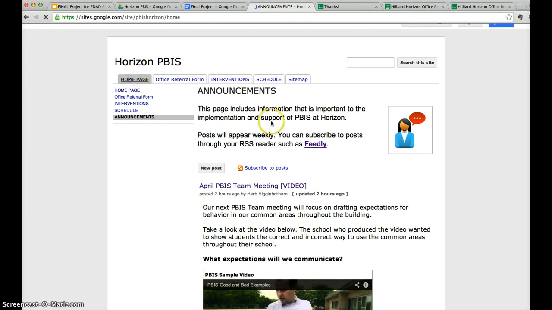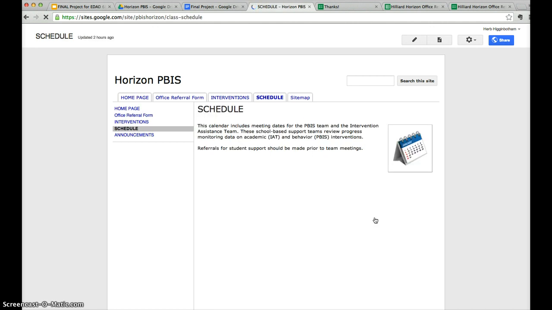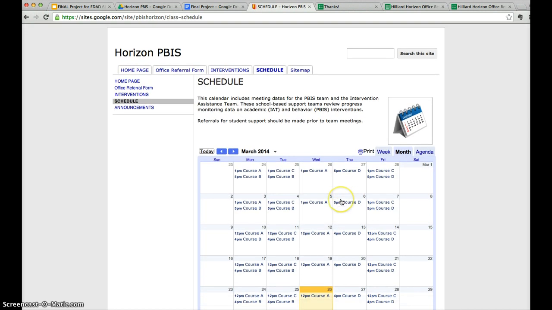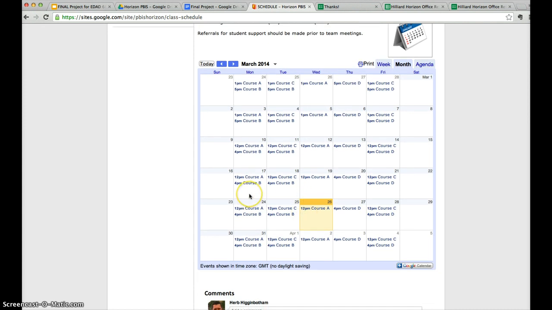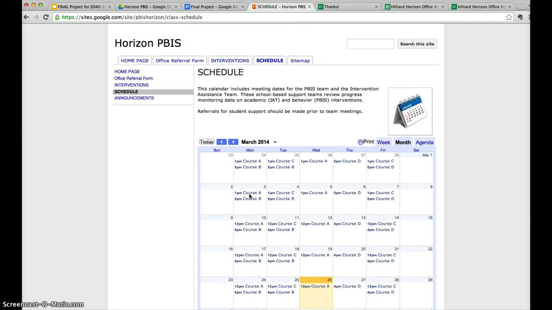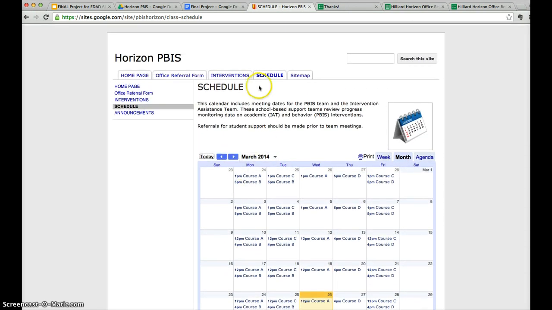Going back to the home page here, I wanted to also show everybody the team meeting schedule. It's really just a generic Google Calendar, but it could be any calendar that shows when the team is going to be meeting, and it's just a great way to communicate what's going on and make sure that there's some transparency with the team.